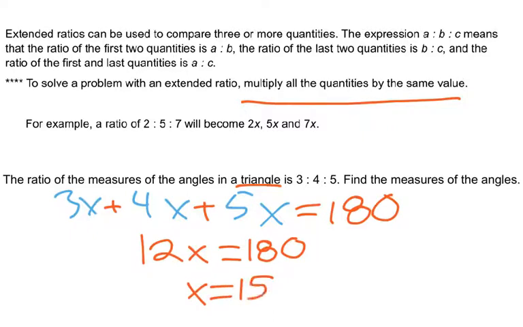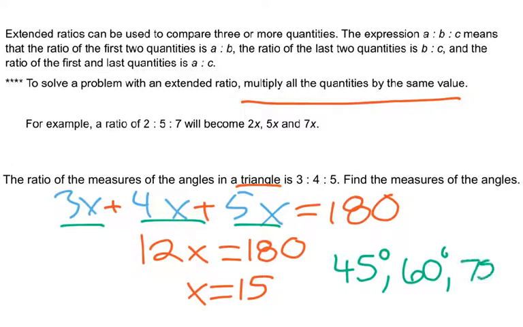But that's not what it's asking. It says find the measures of the angles. Now we had to do that to find x, but now we need to go back and find the measures. So we have 3x, 4x, and 5x. So 3 times 15 would be 45. 4 times 15 gives us 60. And 5 times 15 gives us 75. And the best way to check your work is just add them up. If you got 180, you know you did it right.